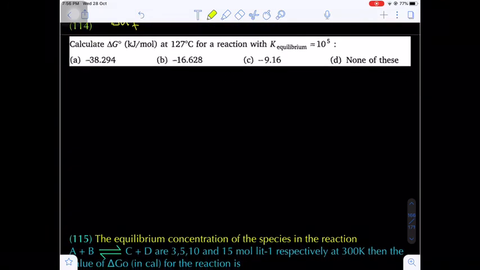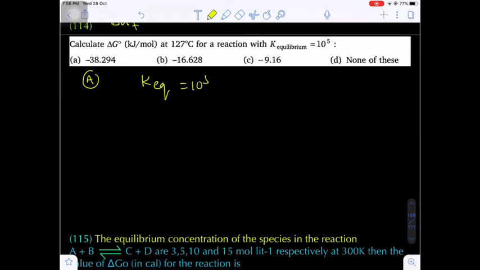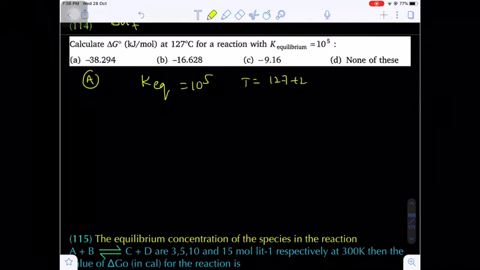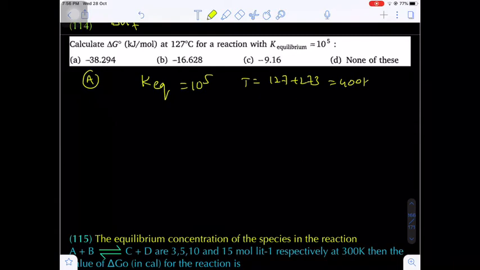Question number 114. Calculate the delta G naught value at 127 degrees Celsius. The equilibrium constant value given here is 10 to the power 5. The temperature given is 127 plus 273 Kelvin, that means 400 Kelvin.